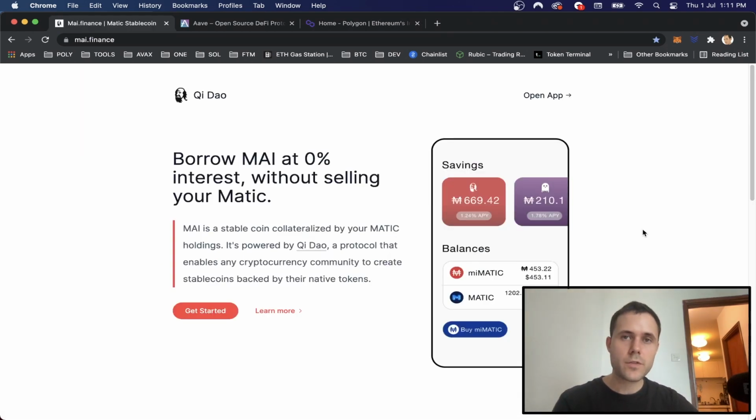So one of these projects, and the one we're going to be looking at today, is QiDAO, and this is where the possibilities open up. QiDAO is a stablecoin minting platform, which is native to Polygon. And what you can do here is what it says here basically. You can borrow a stablecoin, which is called Mai, at 0% interest without selling your collateral, which is Matic in this case. So QiDAO is a very well established platform which has been around for several months now.